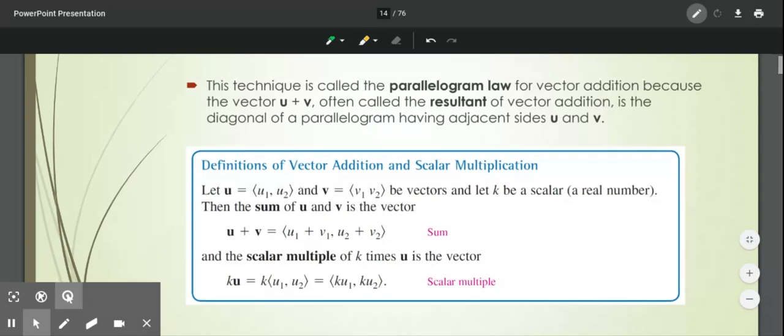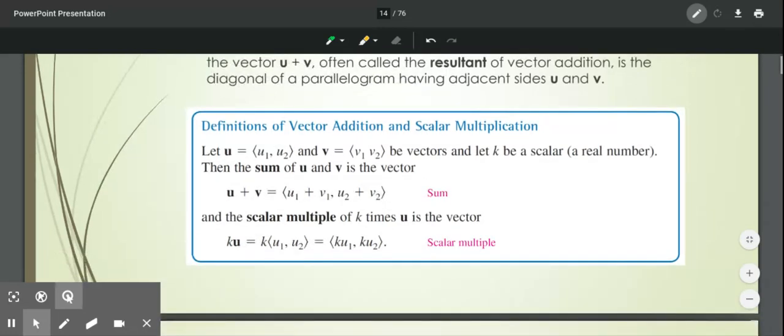So here's how you add vectors. They have to be in component form to add them, and then you just add their corresponding components. If you're adding two vectors, you add their x coordinates, and then you add their y coordinates. The hardest part is getting the components, and then you just add them. When you have to multiply by a scalar out front, just distribute that scalar in and multiply each component by that scalar.